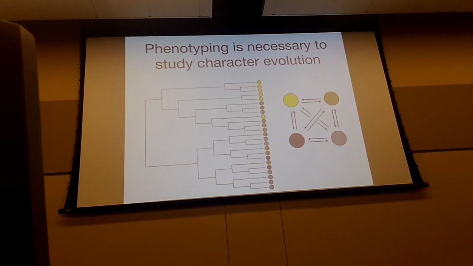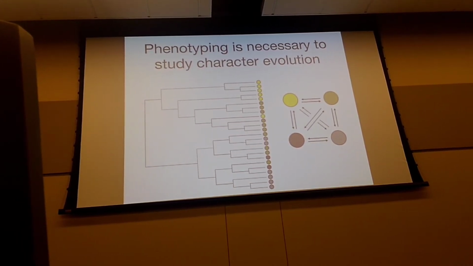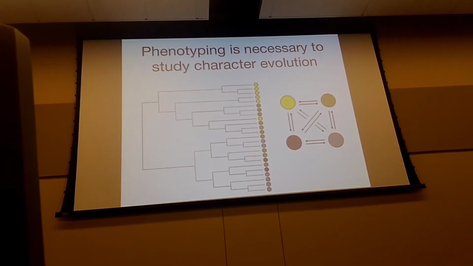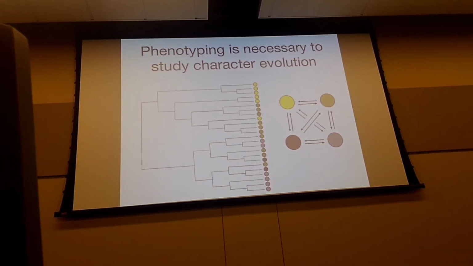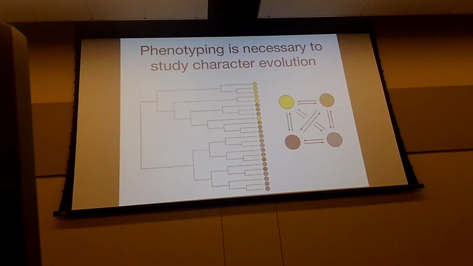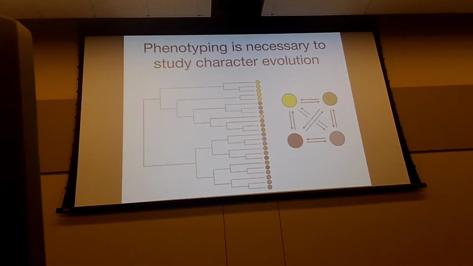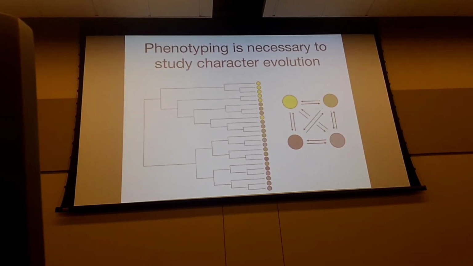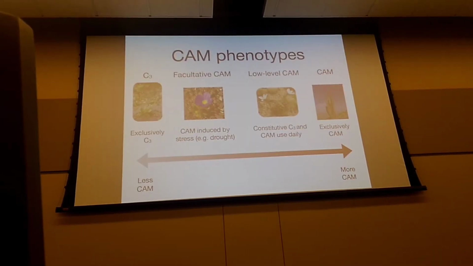So CAM, like any character, to study the evolution, we want to put it on some sort of tree. But to do this, we first need to, one, agree on the different character states that we're talking about, and then be able to reliably delimit them. So we need to be able to actually go and measure them and look at them and put them on our tree. This is not so easy.